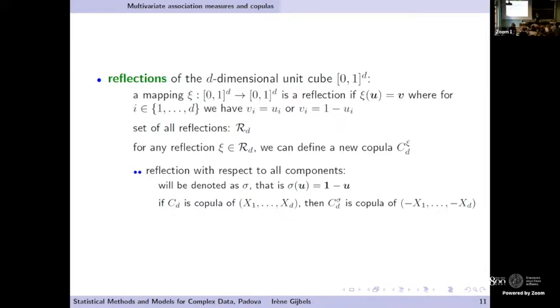Let me just give you an example. If I take as a reflection all components, so I'm flipping each of the arguments, which essentially means that if I have the copula C_D of these components, I would look at the copula of the same vector, but with the minus sign. Now, if I ask you the question, if you have to have an association measure for this and for this, what do you think? They should be the same, right?